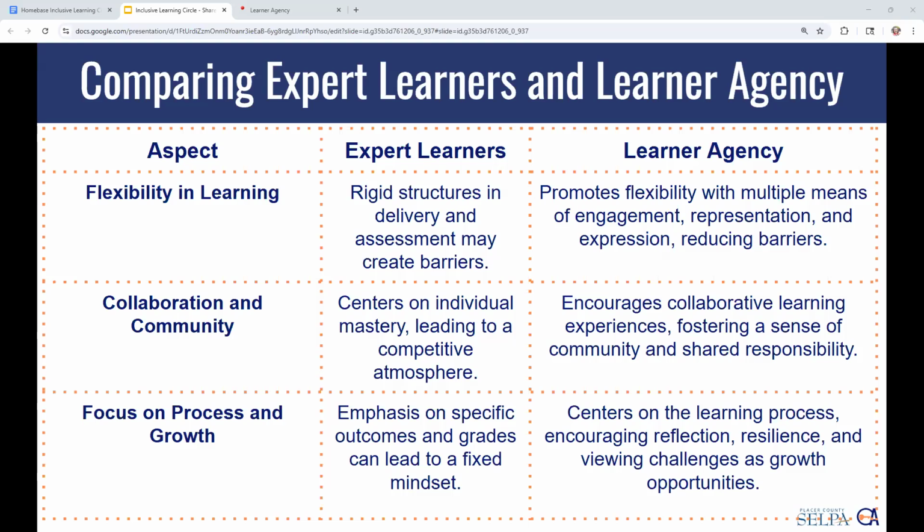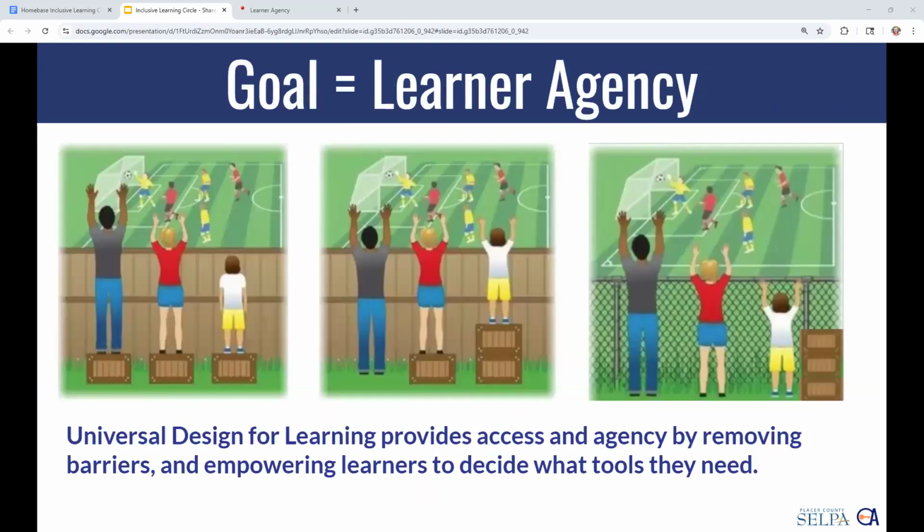So when we think about this shared responsibility and community, it can really help learners to feel confident and valued because they have something to bring to the table. And the classroom requires them to be that essential part of the community.